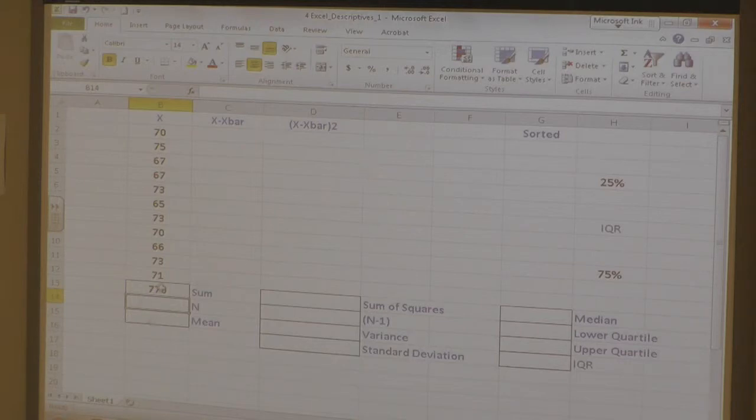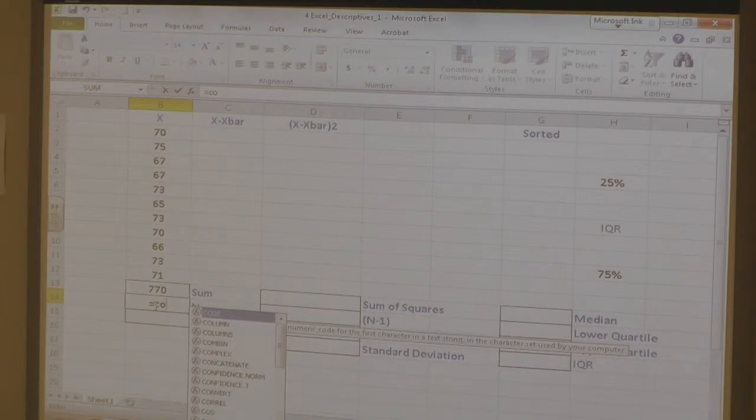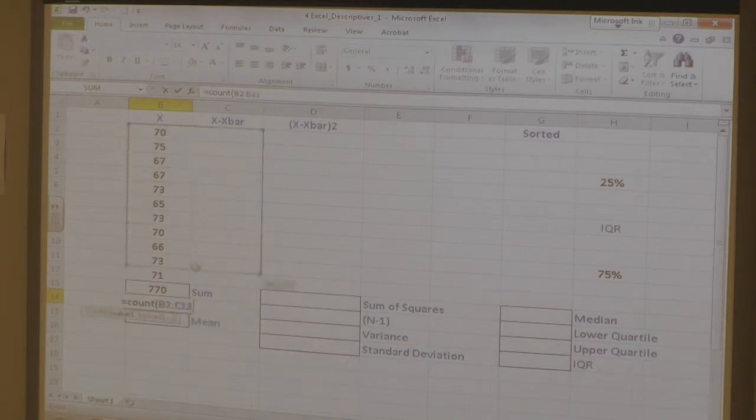Next, I want to know how many subjects there are, how many values there are. That's my N. Okay, and I'm going to click in there. And I could just count them. I know there's 11 of them, but there actually is a function in Excel called COUNT. Equals COUNT, parentheses. And I'm going to highlight that same group of cells.